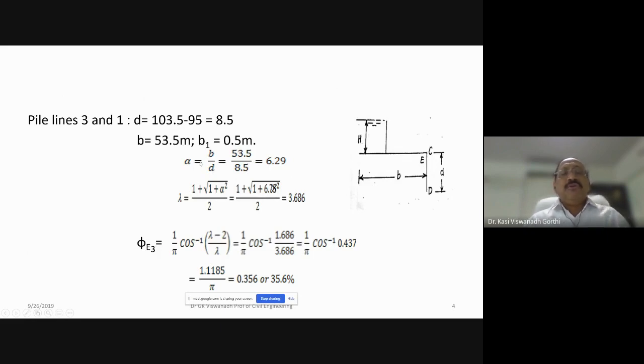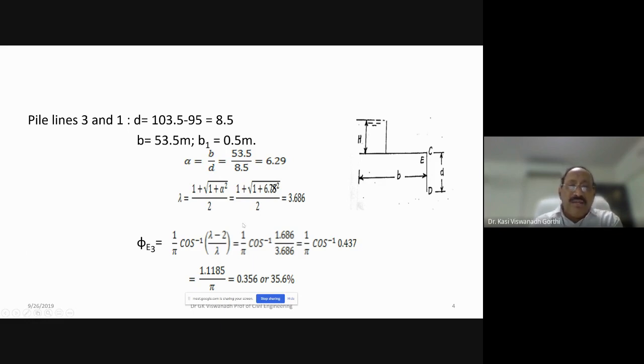So alpha will be equal to B by D, 53.5 divided by 8.5, 6.29. Making use of that, you can calculate the value of lambda. Lambda is (1 plus square root of 1 plus alpha square) by 2. Alpha is 6.29. Substitute here. Wrongly it is written as 6.75, it should be 6.29 here. Then you are getting 3.686 as the value of lambda.